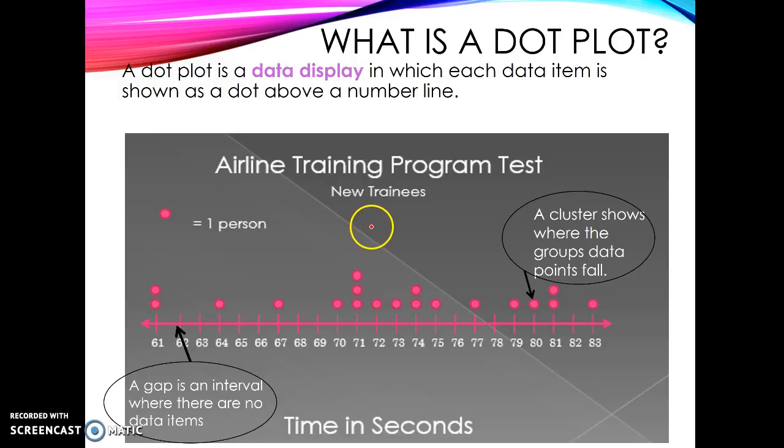So this is the new trainees' time. A lot of them were here at 71 up to here. We only had a couple down here at 61. So we can see gaps in between, where there are intervals where there's not dots. And then clusters are where there's a lot of dots together. So there would be a cluster here in the middle. When we're looking at dot plots, we look at shape, center, spread, median. Those are all terms that we're going to dig a little deeper into as the week goes on.